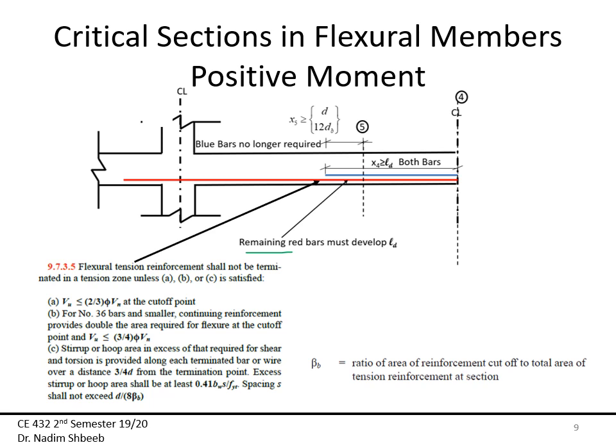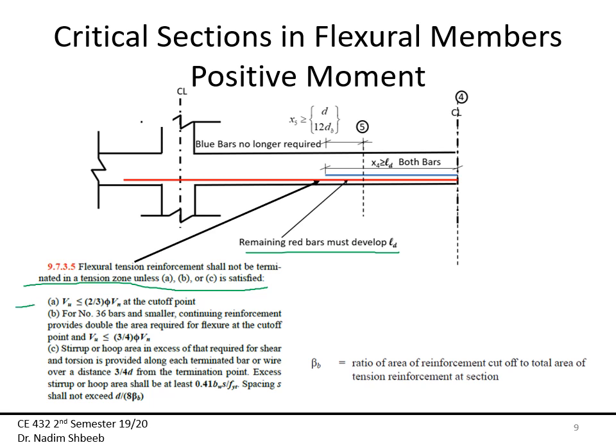But again, the remaining bars obviously need to develop their LD. But what's happening here is that when I discontinue these bars, they are still going to be in the tension zone. So if these bars are still in the tension zone, then I have to fulfill these conditions. Okay, so I'm going to go through them by condition 1. Here it says it shall not be terminated in a tension zone unless A, B, or C is satisfied.